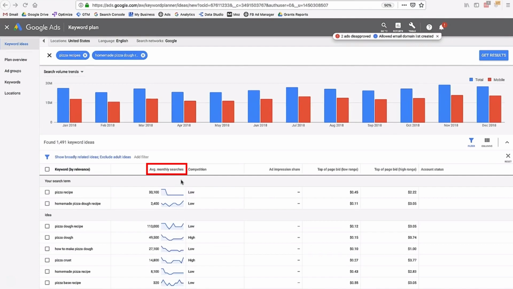12 months. In this example, we will compare the search volume for 2 keywords: pizza recipes, which is a short-tail keyword, and homemade pizza dough recipes, which is a long-tail keyword. By entering these keywords into the tool and clicking Get Results, Google will provide us with the respective search volume for each keyword. For the keyword pizza recipes, the average monthly search volume is 33,100 as per the Google Keyword Planner.